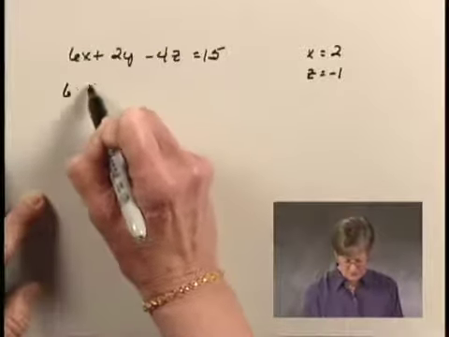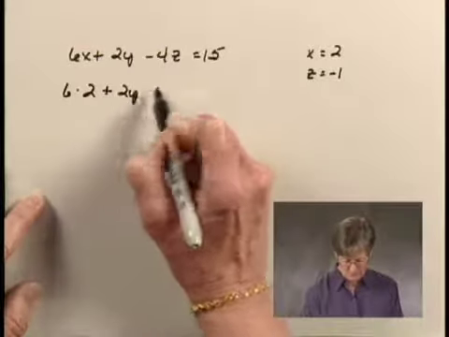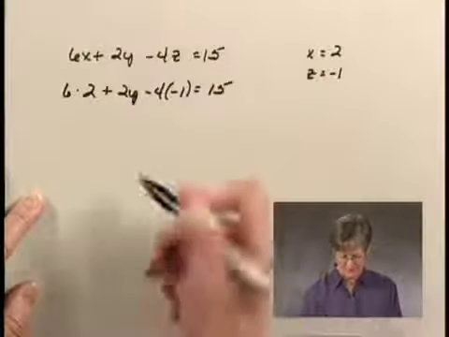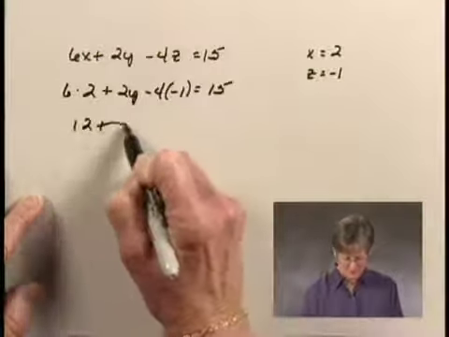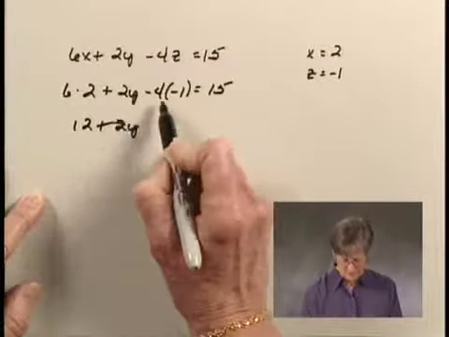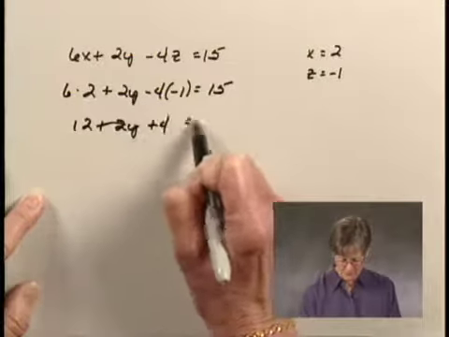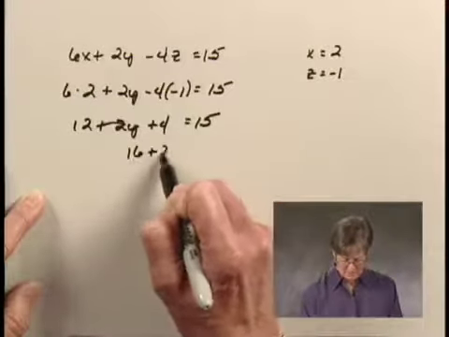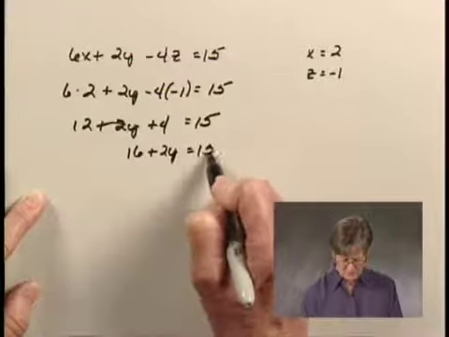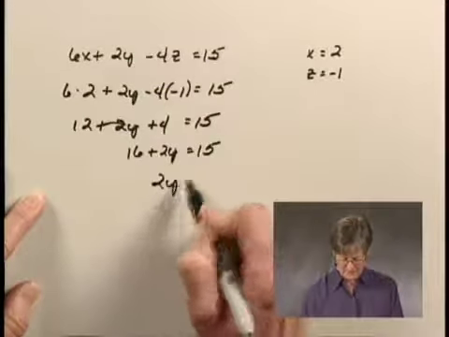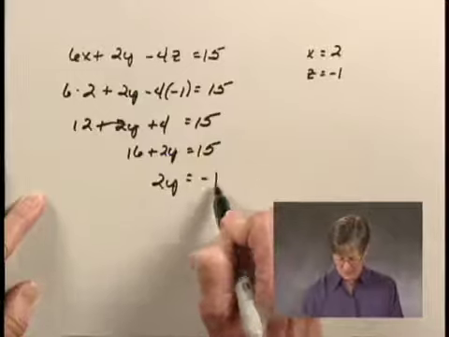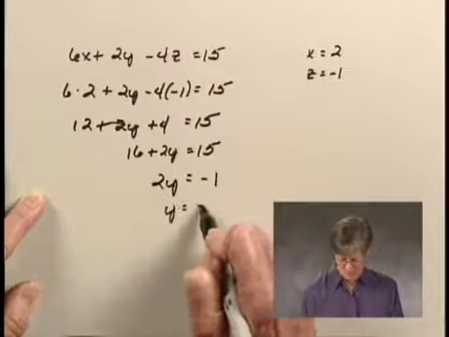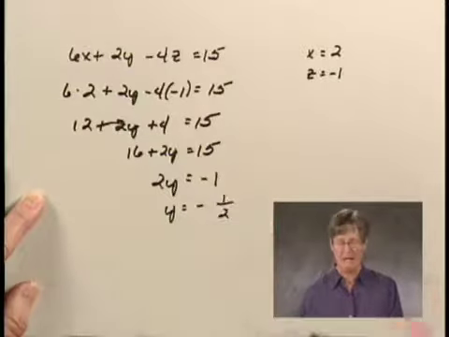In doing the substitutions, I have 6 times 2 plus 2y minus 4 times -1 is equal to 15. 6 times 2 is 12. And this multiplication gives me 4. 12 plus 4 is 16, so I have 16 plus 2y equals 15. When I subtract 16 on both sides of the equation, I get 2y is equal to -1. And finally, I'm going to divide both sides by 2, and I get y is equal to -1/2.